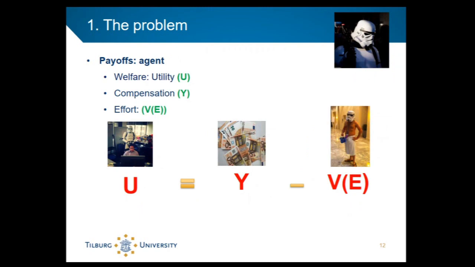Now, the welfare of the agent is conceptualized as utility or benefit, which is compensation, or Y, minus the cost the agent has made. And what is the cost the agent has made here? Namely the effort, or VE. So the stormtrooper gets a wage, but also has invested some time, some energy, some sweat and blood in this work. And this is, of course, effort the stormtrooper could have spent in a different way, like walking in a hallway with a towel on.